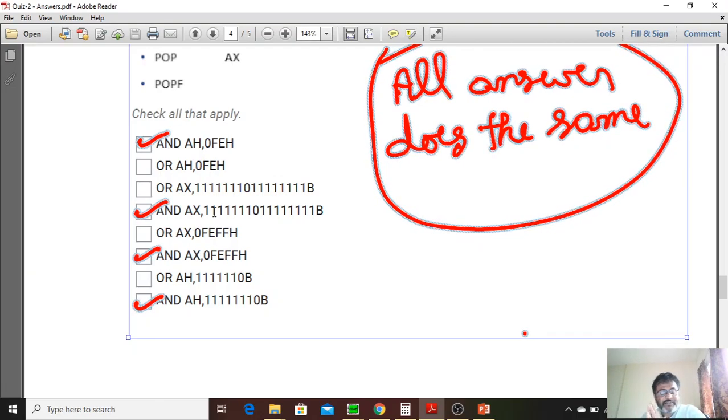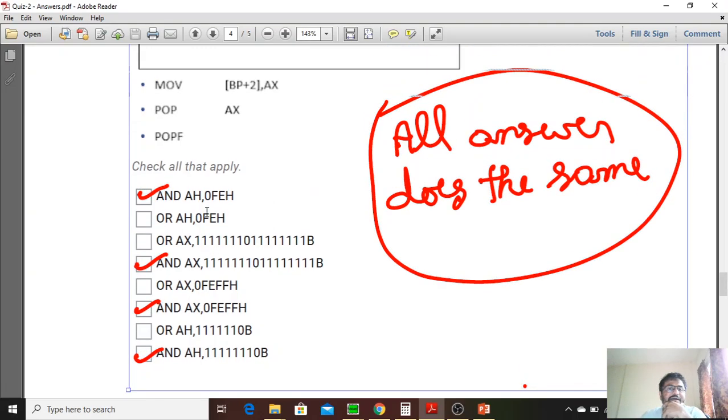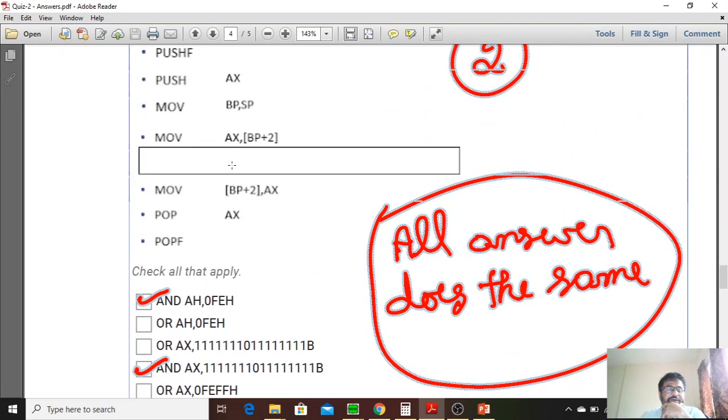the correct answer which might come into your mind is AND AX 111110, where the D8 bit is going to be 0 and all others are ones, right? Even if the trap flag is set, we are going to reset it because of this, right? Here in this, okay.